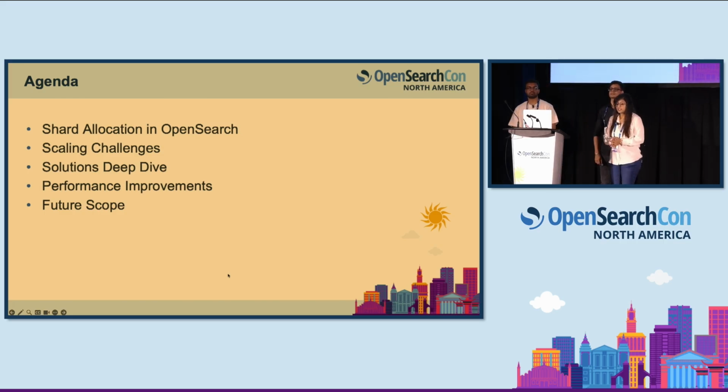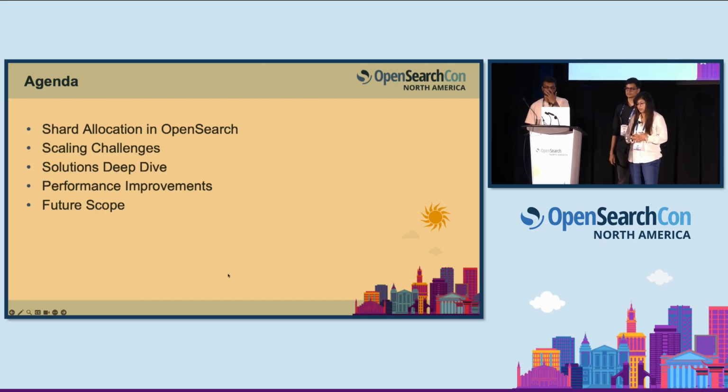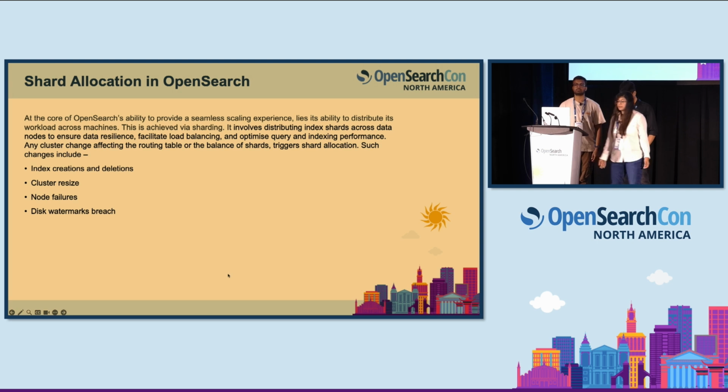This would involve some deep dive into what it took to get there, what it took to actually be able to scale a cluster, and then we will go to the performance improvements that we observed in terms of latencies and other metrics. In the end, we'll talk about some of the future scope, wherein further optimizations can be done after the solutions that we've already built. All right, so let's get right into it.